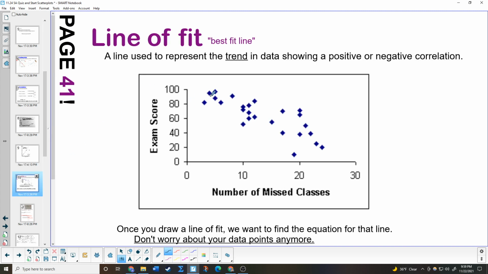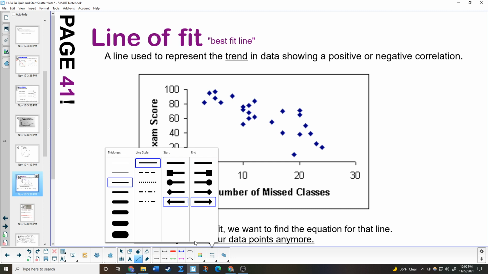So this line that I was just referring to is known as the line of fit, or the best fit line. Another word for it is linear regression. That's what mathematicians use. So this is a line used to represent the trend in data showing a positive or negative correlation. So, for instance, we have right here, it seems like as the number of missed classes increases, so a student misses more classes, their exam score seems to go down, right? These people didn't miss many classes, high scores; missed a lot of classes, low scores. So what we can do is draw a line of fit that maps out this data. The whole idea here is that if we were to draw our line and then get rid of all the points, we should be able to tell what the data was telling us.